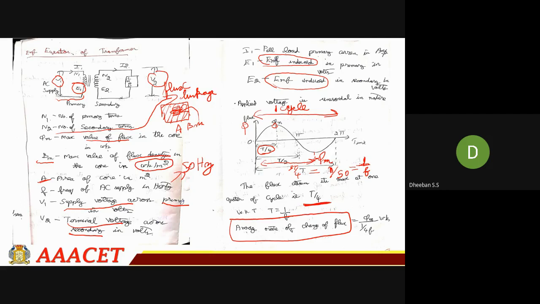Your flux will be changing for T by 4 time period, so this can be written as 1 by 4 times f, because T equals 1 by f. That's the relation we are applying over here: this T is replaced by 1 by f, that is, time period is equal to the reciprocal of frequency. Through this the average rate of flux you can easily find. So phi m will be there, followed by the change in flux time period. So your average rate of change of flux is maximum flux divided by the time at which it changes. Here the unit is very important.